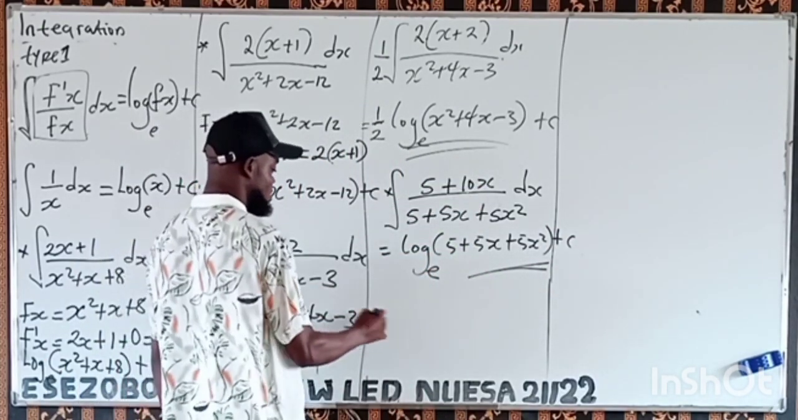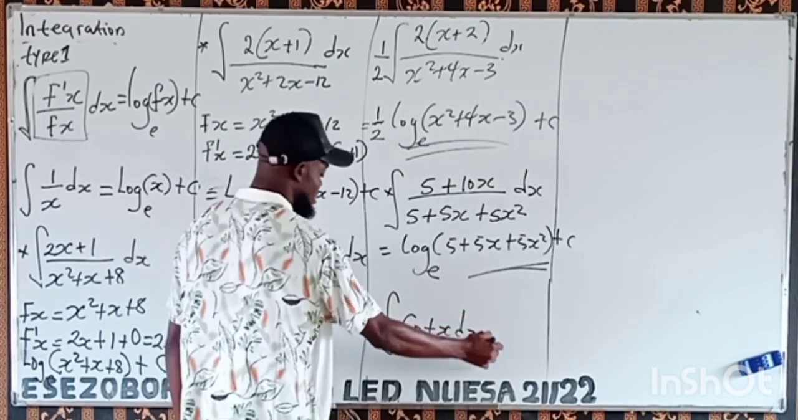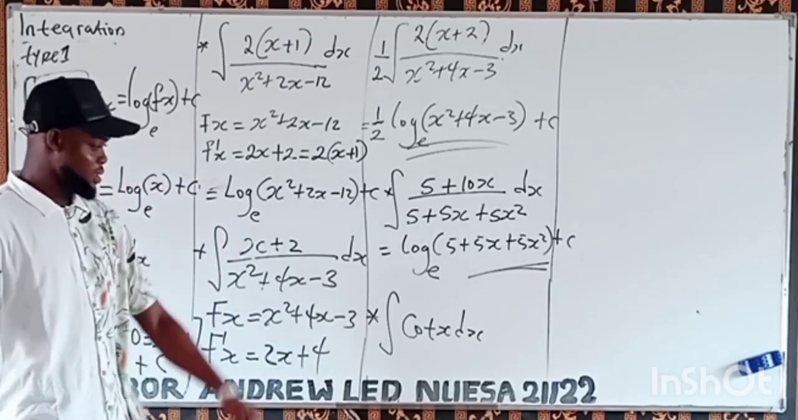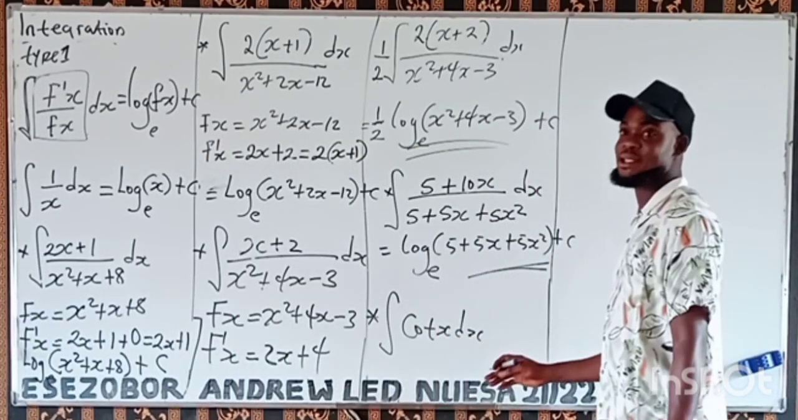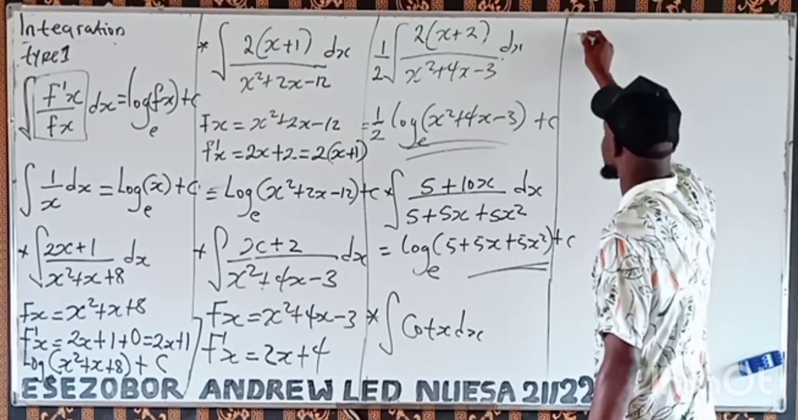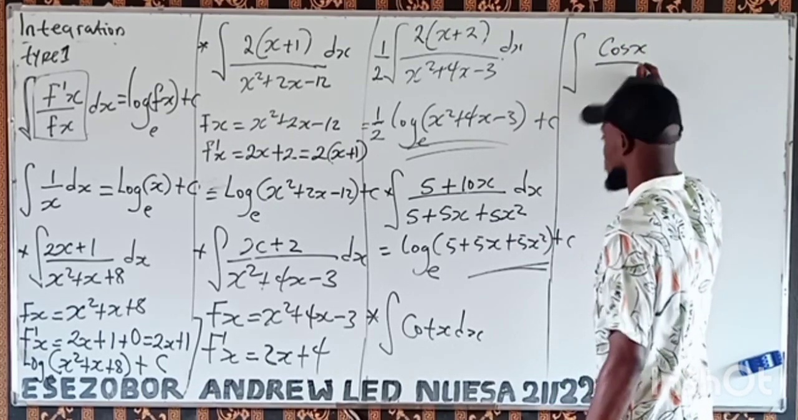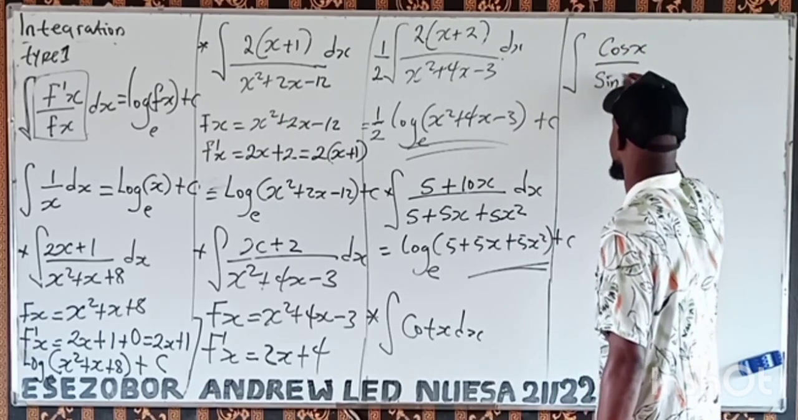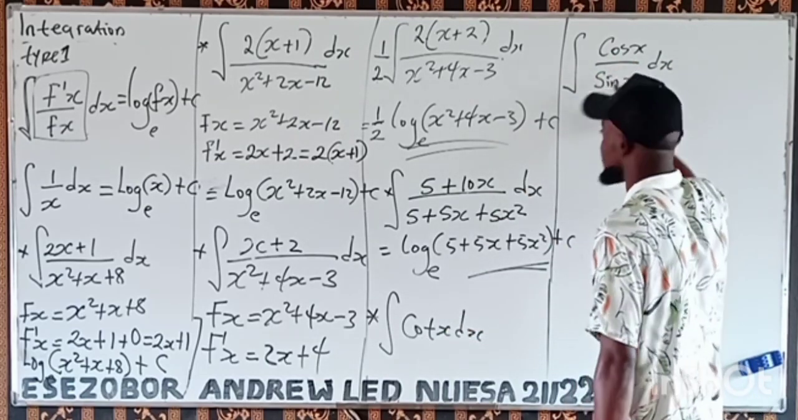Let's do another one. Integral of cot x dx. Let's do this one. I told you I'm going to show you how to do this. Then you go and do it for sine x. Look at this. This one I'm going to change to cos x over sine x dx, because cot x is the same thing as cos x over sine x.